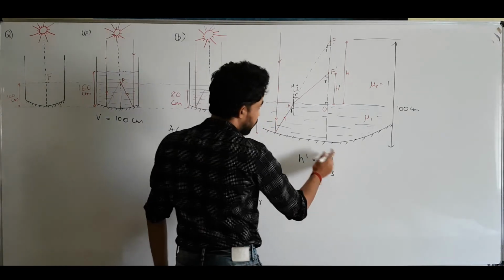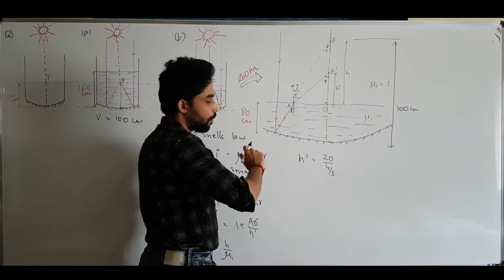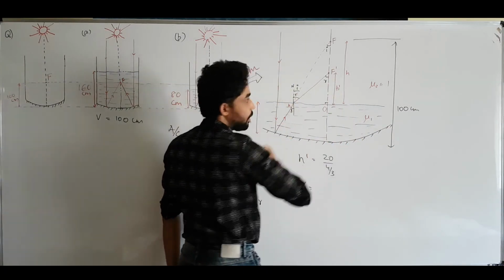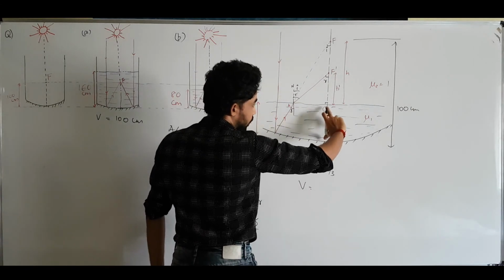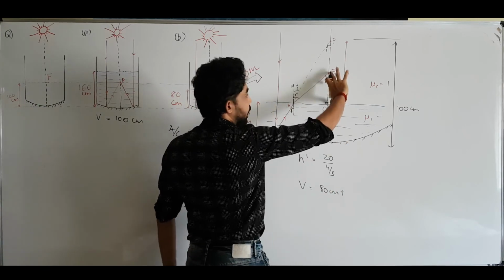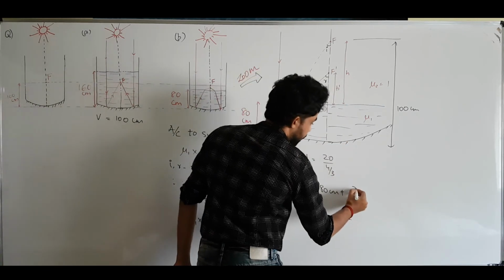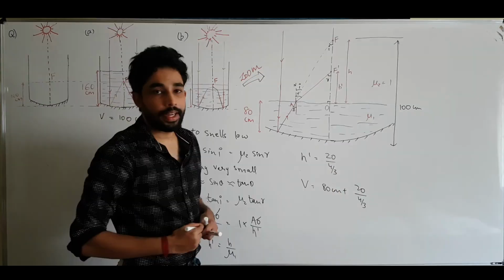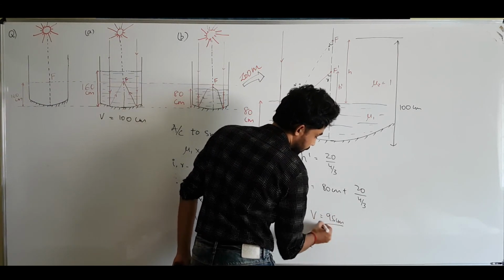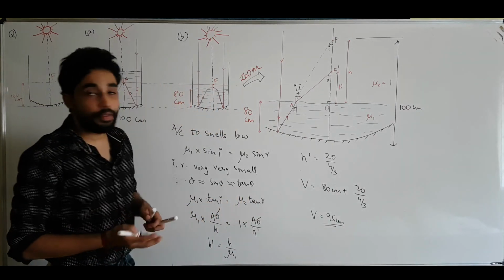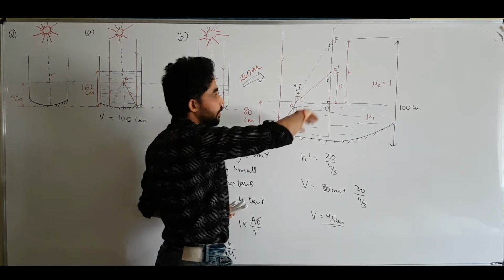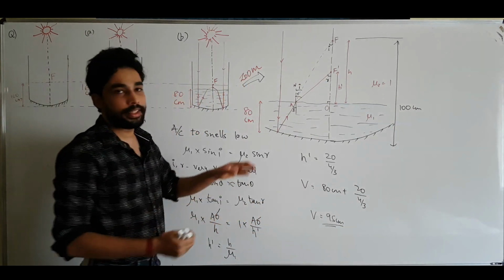So I got the h dash. Now we need to figure out what is the image distance. Image distance is from the mirror to the point where the image is formed. So that is going to be this distance, that is 80 centimeter, plus this distance, that is h dash, which is 20 by 4 by 3. Finally, after simplifying, you will get the answer as V equal to 95 centimeter. So that means instead of forming the image at 100 centimeter, it will be formed at 95 centimeter, relatively closer. Why? Because the rays are bending.